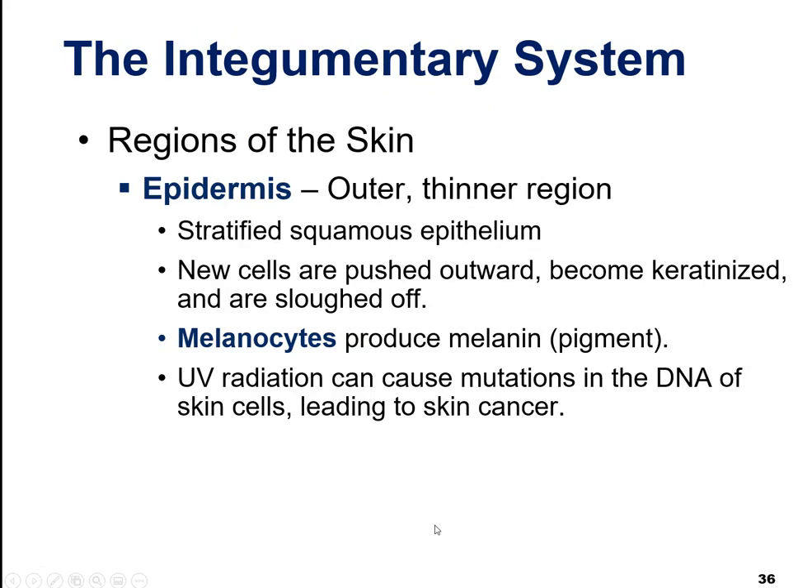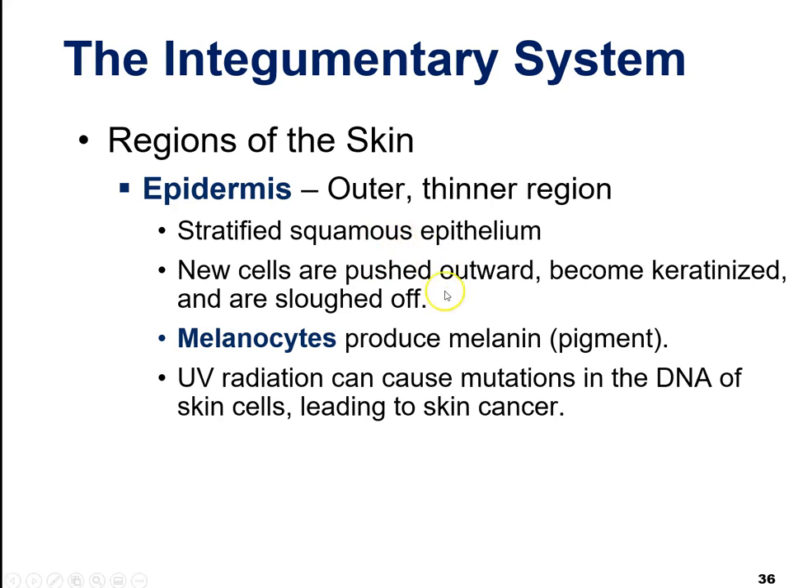So we'll talk a little bit about the other parts. First, the different regions of the skin. The outermost layer is called the epidermis, and that's made up of stratified squamous epithelium. Take a second to think about what that means, because we talked about the epithelial tissues and how they're named or categorized. Stratified means more than one layer, multiple layers. And squamous refers to the shape of the cells.